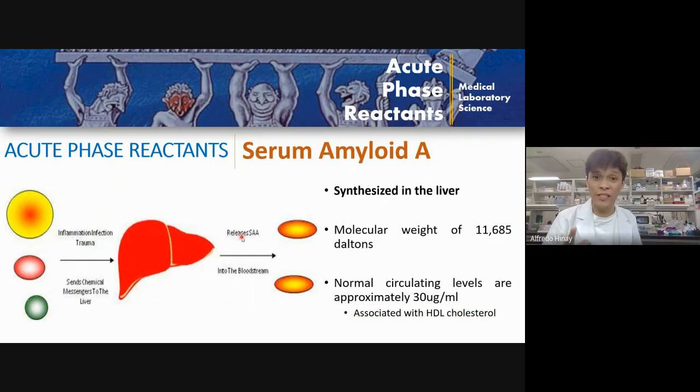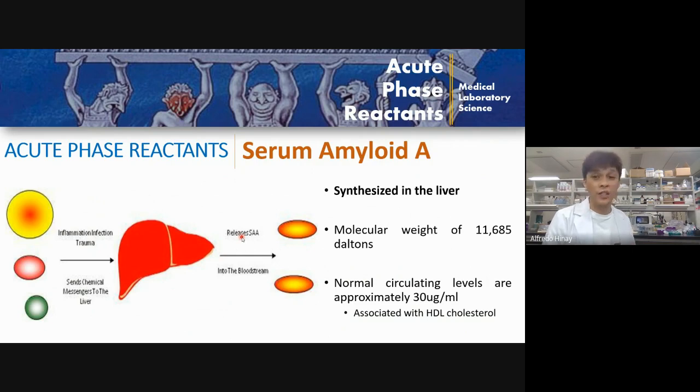Then, let's move to the second acute phase reactant, which is your serum amyloid A. Among all the acute phase reactants, your C-reactive protein is the most common. That's the reason why almost half of our discussion in the APRs is focused on the CRP. So now let's move to the second acute phase reactant.